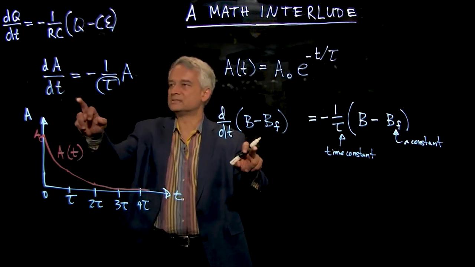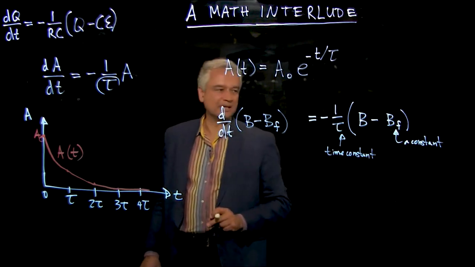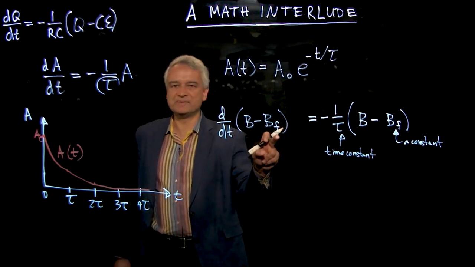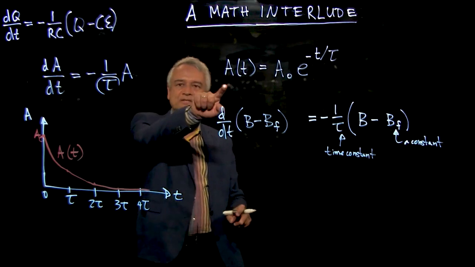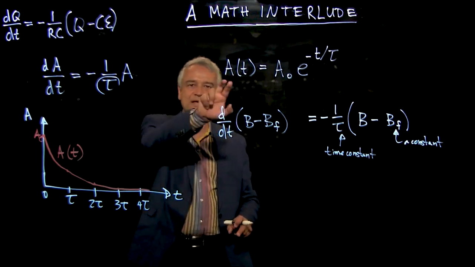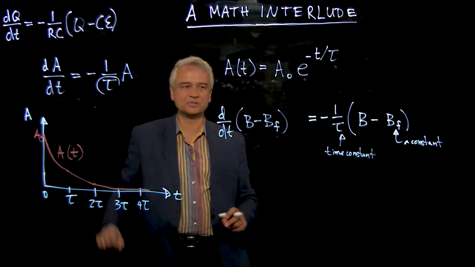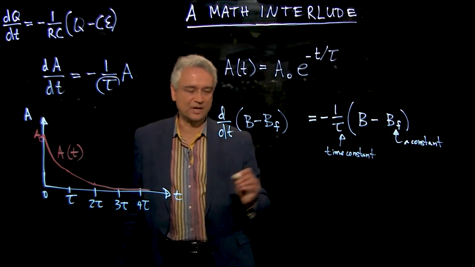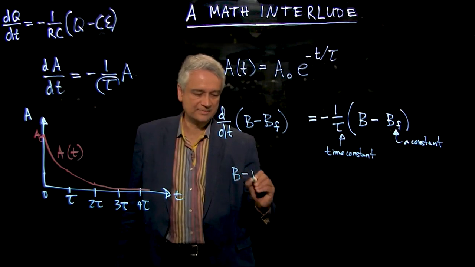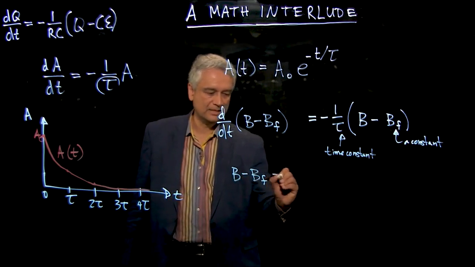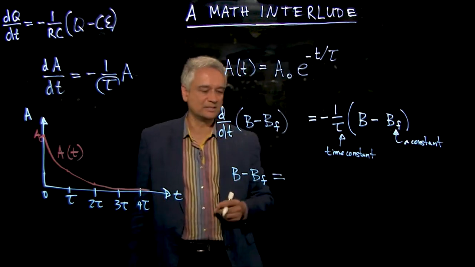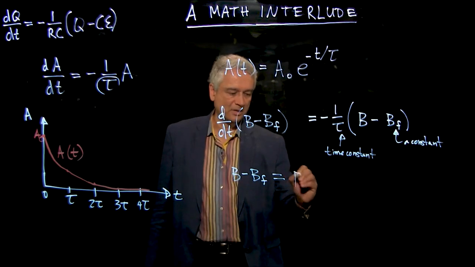And now I compare this to this. And I say, hey, wait a minute. This equation has the same form as this equation. The A here is b minus bf. That means I know how to solve it. There's my solution. So the solution to this differential equation I can get from the solution to the simple exponential decay equation. And it is that b minus bf is equal to some constant. I can pick any constant. I could call it whatever I want. I'm going to call it b naught.